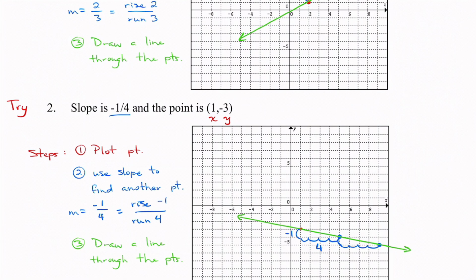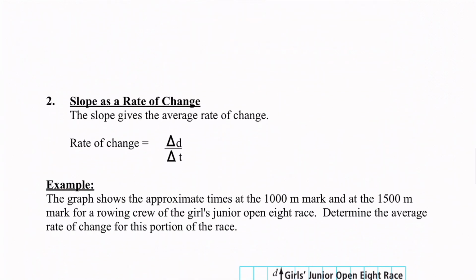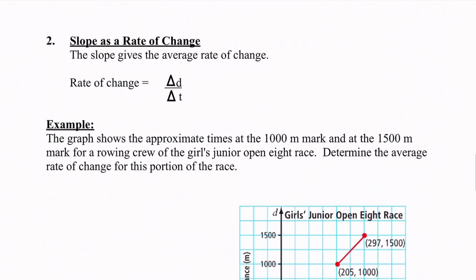So that was our last example of that type. This is going to bring us to the last thing we're going to look at. And this is point number 2 here. It says slope as a rate of change. So slope, really what slope is, is a rate of change. It's the rise being divided by the run, and each of those 2 things are different measurements.